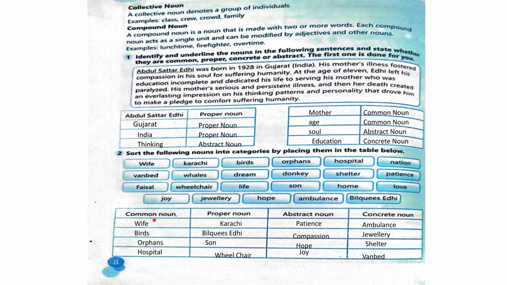Common noun. Wife is a common noun. Birds are common nouns. Orphans and hospital are also common nouns. Proper noun. Karachi, Bilquis Edhi, sun, wheelchair is also a proper noun. Abstract noun. Patience, compassion, hope, joy. Concrete noun. Ambulance, jewelry, shelter, van.